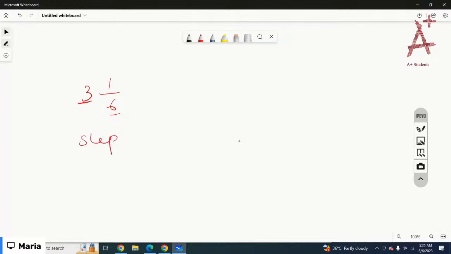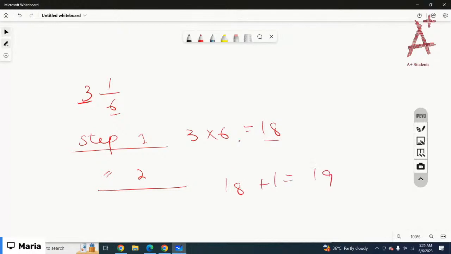You need to do 3 times 6. That would be 18. Step 2 is you have to add this 18 and the numerator. 18 plus 1 is 19. The third step is you have to write it down in fraction form, 19 and the same denominator. It would be 19 over 6.